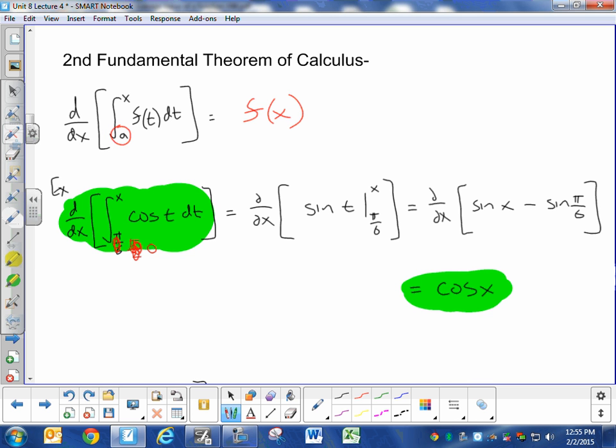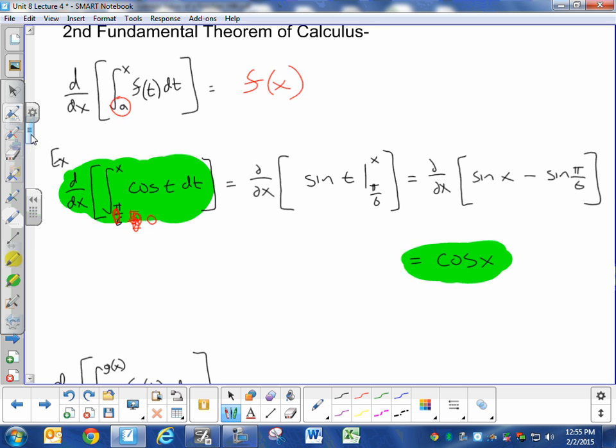The second fundamental theorem of calculus is really saying that the derivative of an integral is just whatever you have. It's almost like you take the derivative of an antiderivative and you get back to where you start. It also means something else, and I guess we'll get to that later.